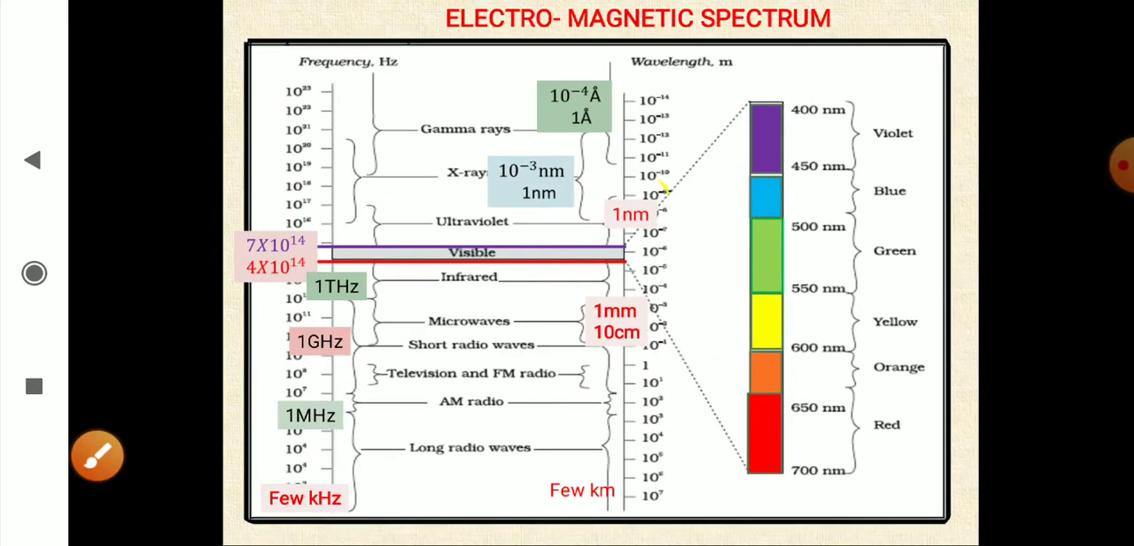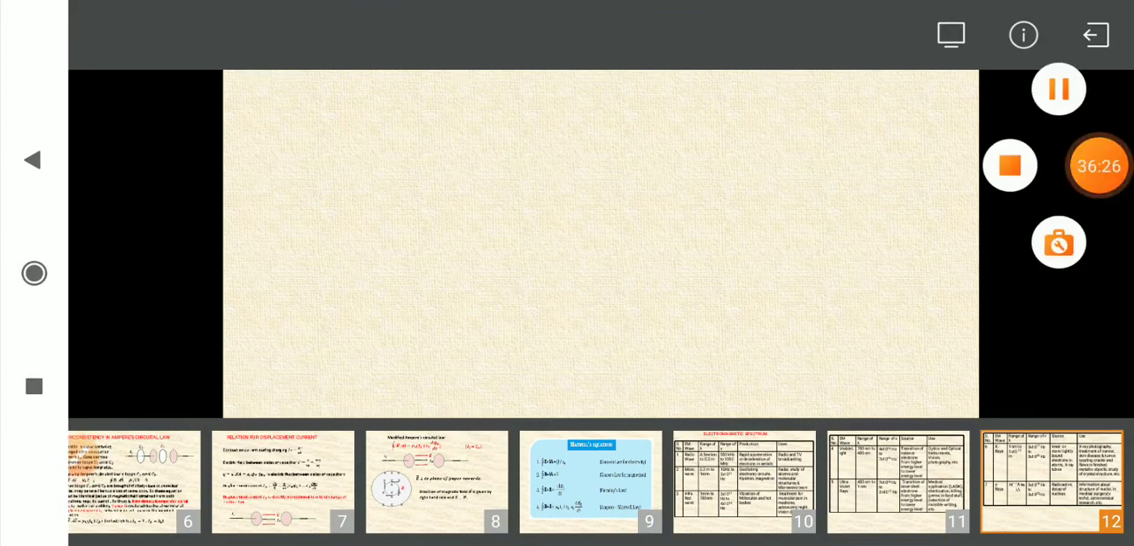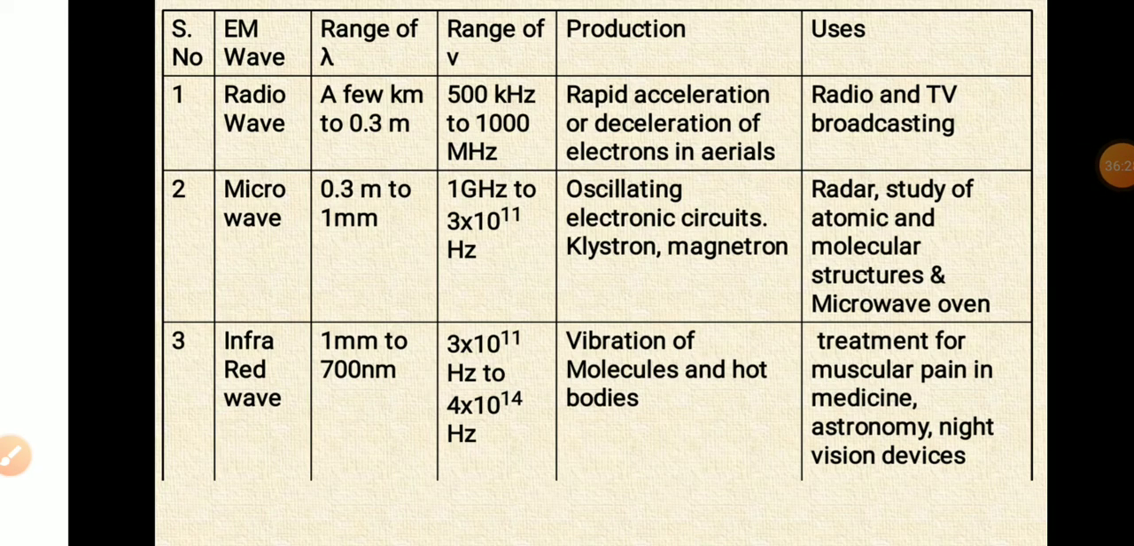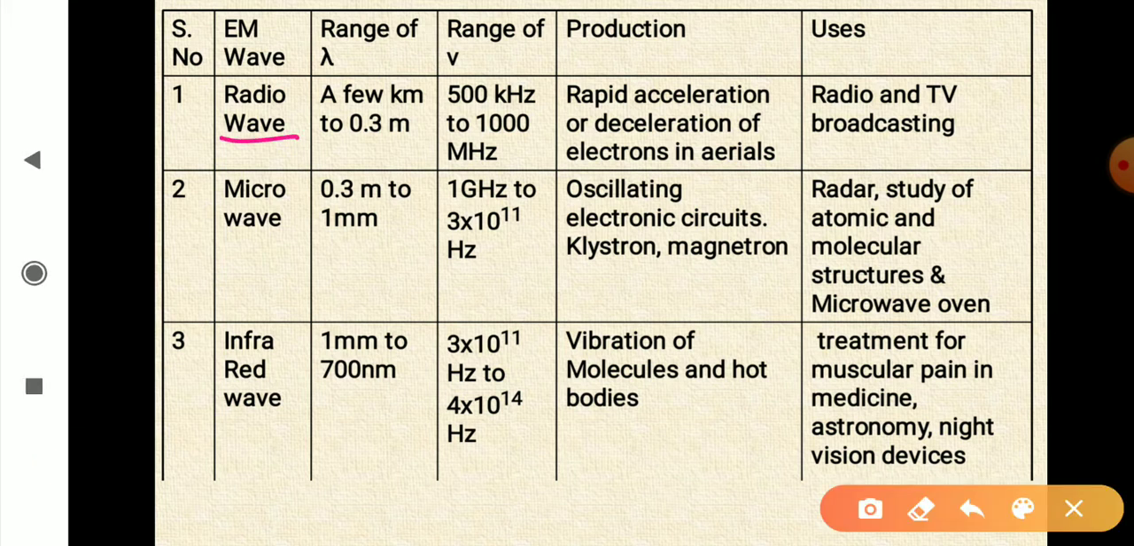So now let us look at their properties one by one. Now that we have the spectrum, it is easier to do these comparisons. So let us start with radio waves, which are the longest waves, and the wavelength range varies from a few kilometer to up to 30 centimeter, 0.3 meter. And the frequency range varies from about 500 kilohertz to 1000 megahertz.